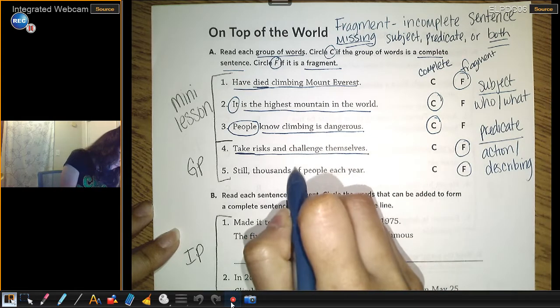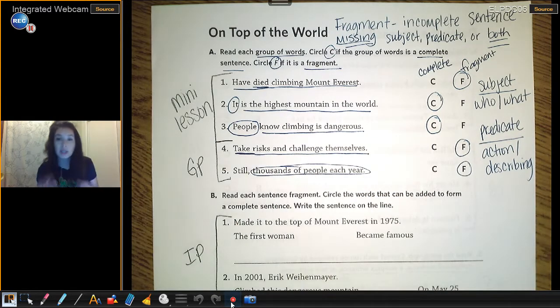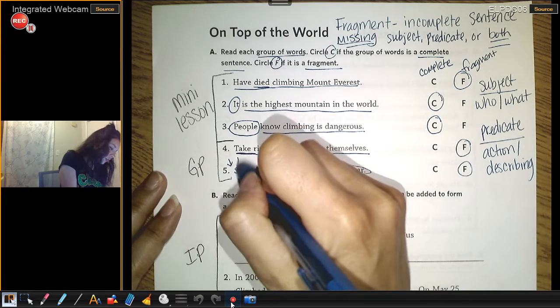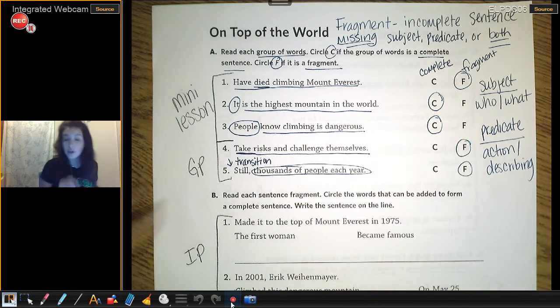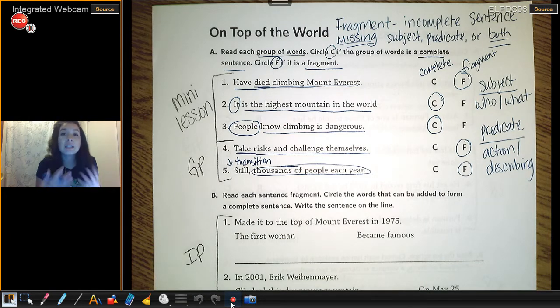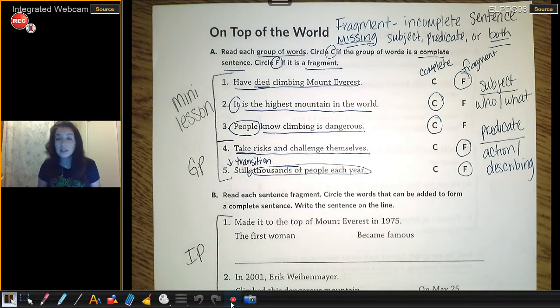I only have here my subject. This tells me who. Who is it? Thousands of people each year. Still is a transition phrase. Sorry, here it's just one word, so it's a transition word. We don't need to worry about that as part of the subject predicate. It is an additional piece of information. That's why there's a comma here, because it is a transition word.